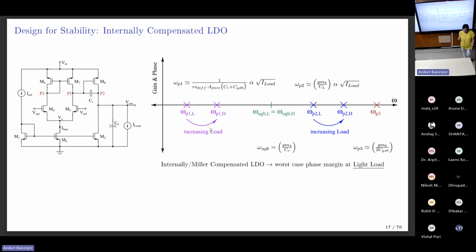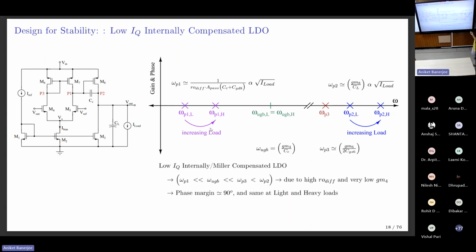In a nutshell, what's happening is if I have an externally compensated LDO, the external pole is the dominant pole. So when it moves out, it gives me the worst case. In this case, it's a non-dominant pole. So if it moves out, it gives me a good case. Okay, so we're together here. Which one is the worst case? Here it becomes the right.